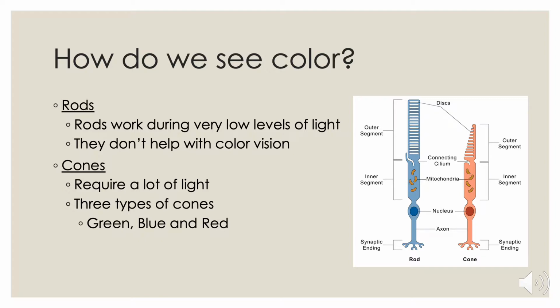Cones require a lot of light. There are 3 types of cones: green, blue, and red. The human eye has 6 million cone cells. Many animals have different amounts of each cell.